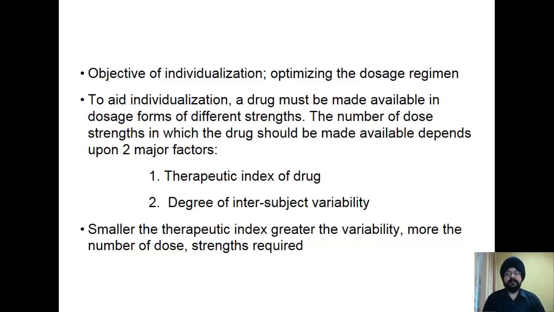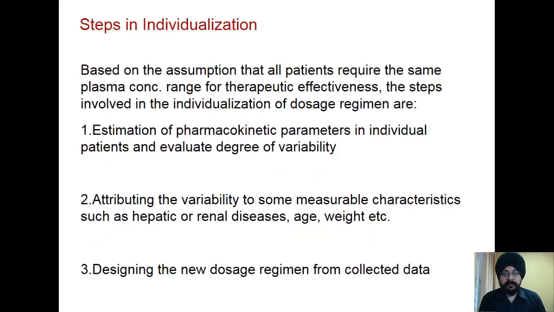The objective of individualization is primarily optimizing the dosage regimen, and to aid individualization, a drug must be made available in dosage forms of different strengths, and the number of dose strengths which can be available depends on two major factors. One is the therapeutic index of the drug, and second is the degree of intersubject variability. The small therapeutic index drugs have a greater intersubject variability, and more doses and strengths are required.